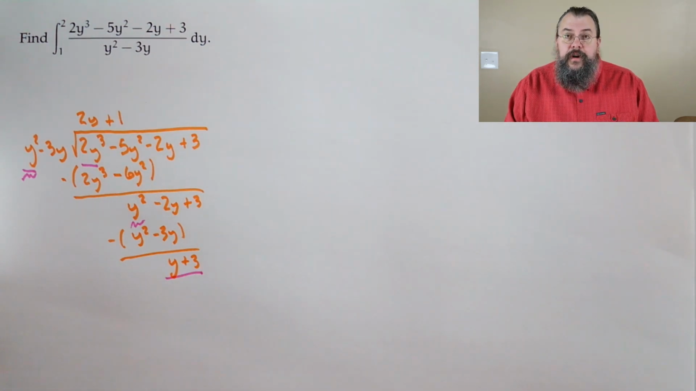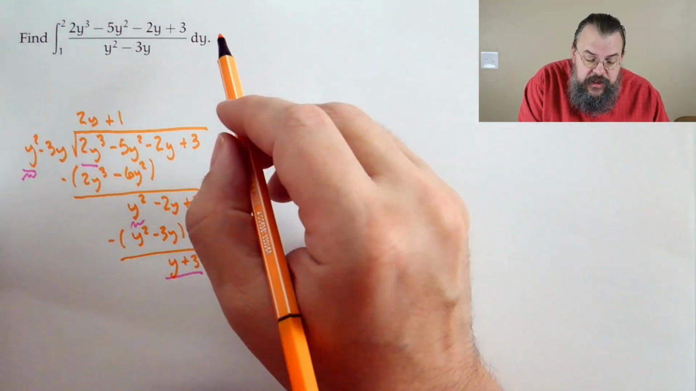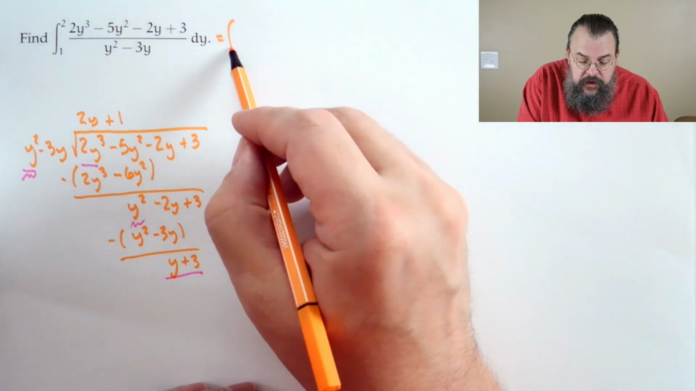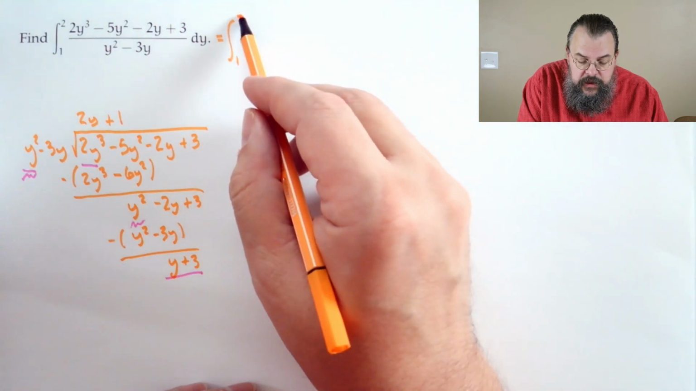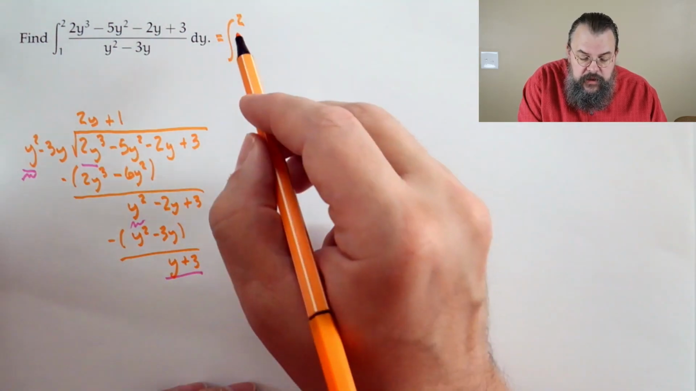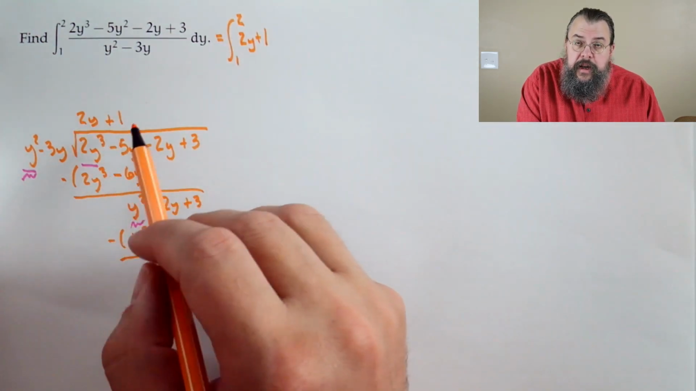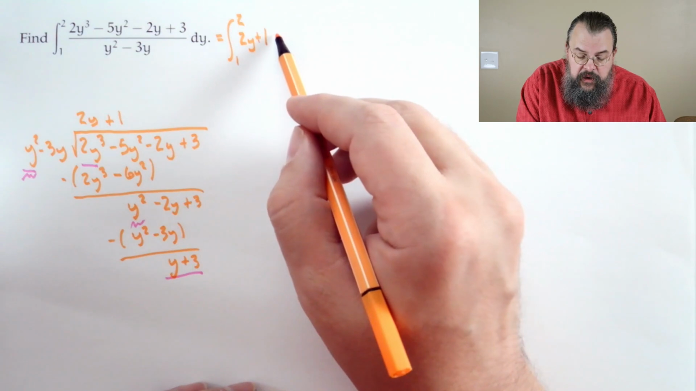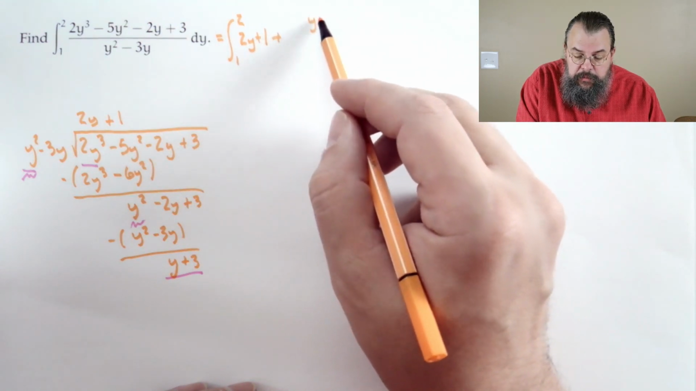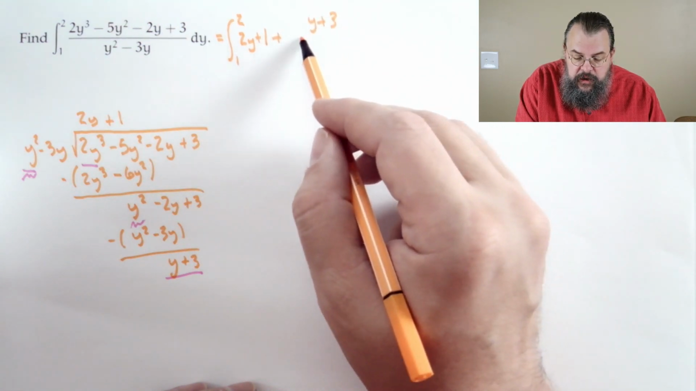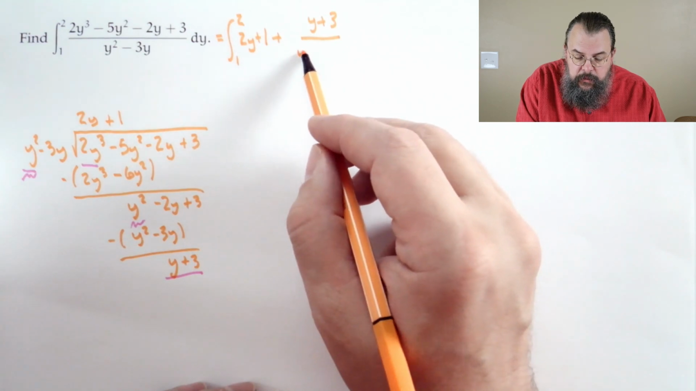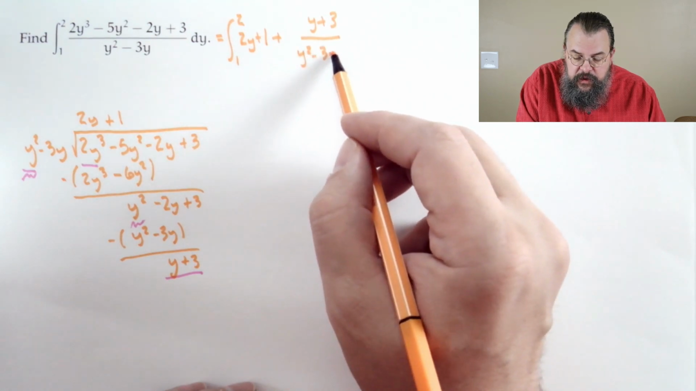So what does that tell us? It tells us the following: our integral problem is actually the integral from 1 to 2 of 2y plus 1, what we got here, plus our remainder, y plus 3, over our divisor, y squared minus 3y.